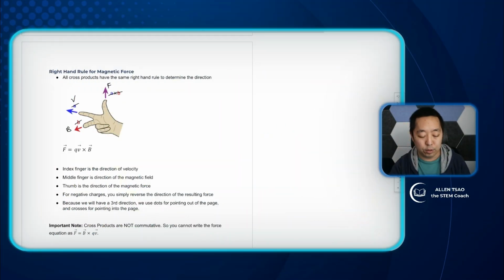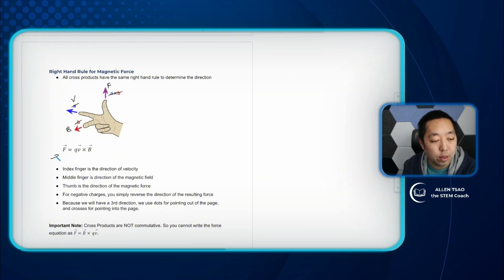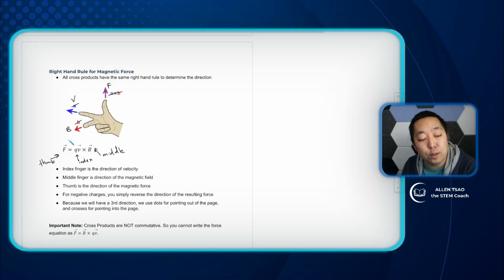And so you make the index finger the velocity. It's almost like you go left to right in your fingers. You've got three fingers: thumb, index finger, middle finger. The thumb is the F, the index finger is the velocity, and the middle finger is the magnetic field. So let's go back to here. It's a similar thing. You're going to go in order: thumb, index finger, middle finger. Okay? Now, this is true for positive charges.